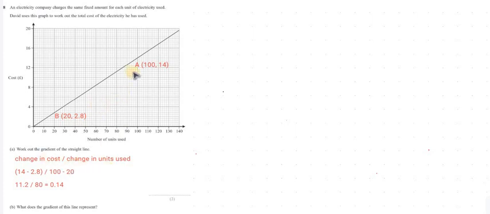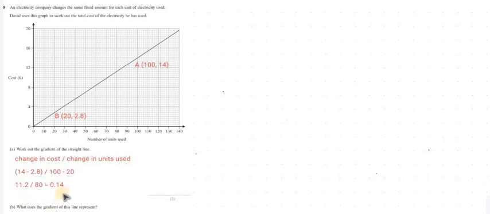And so, gradient of a line is the change in the values on the y-axis divided by the change in the values of the x-axis. So on the y-axis, you have cost, so that's 14 minus 2.8 divided by 100 minus 20. 11.2 divided by 80, you have 0.14. Okay.